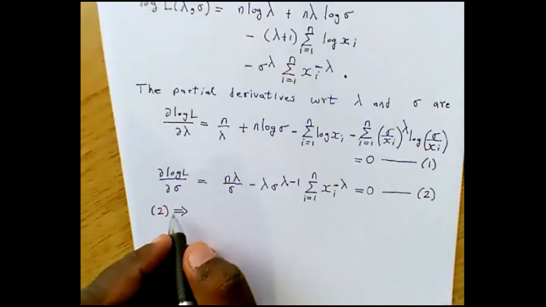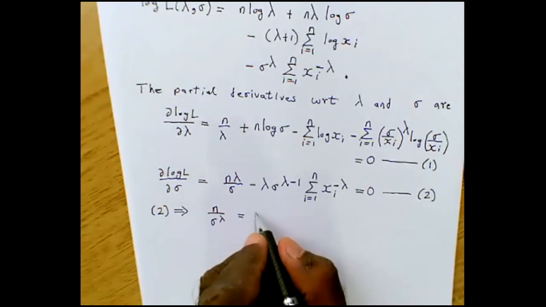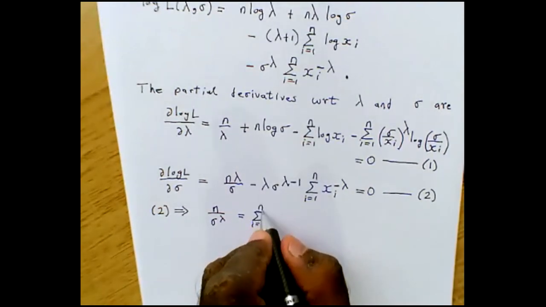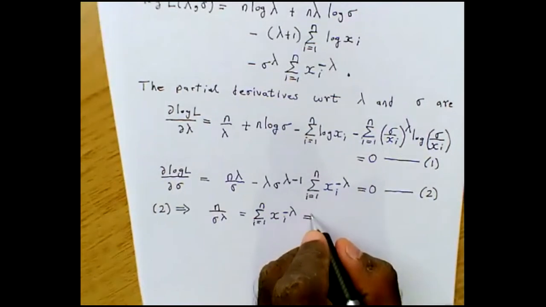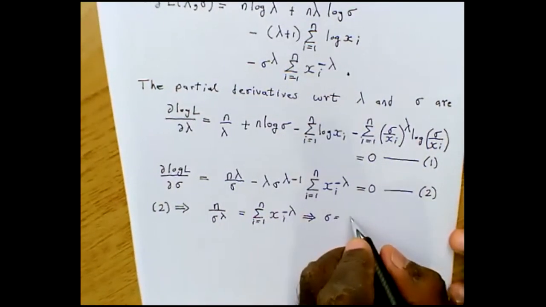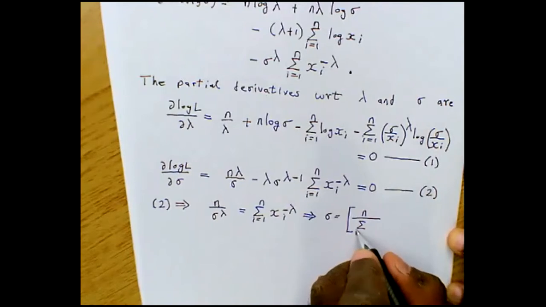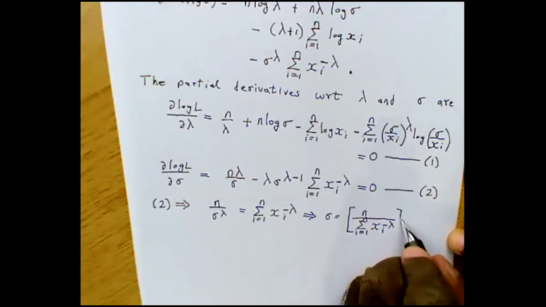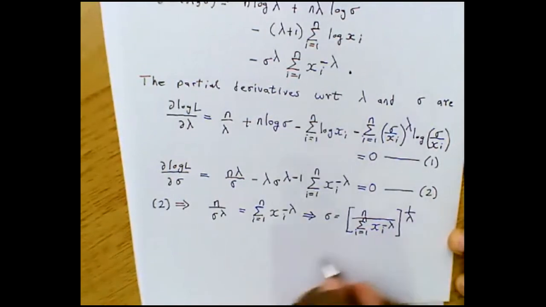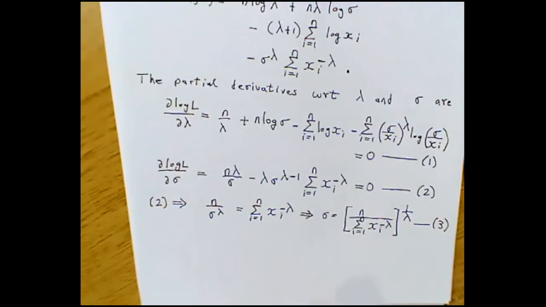From equation 2, you will see that, you will get this, and this, which implies in turn that sigma is equal to this. So using equation 2, you can express sigma in terms of lambda, which is a good thing. Let me call this equation 3.